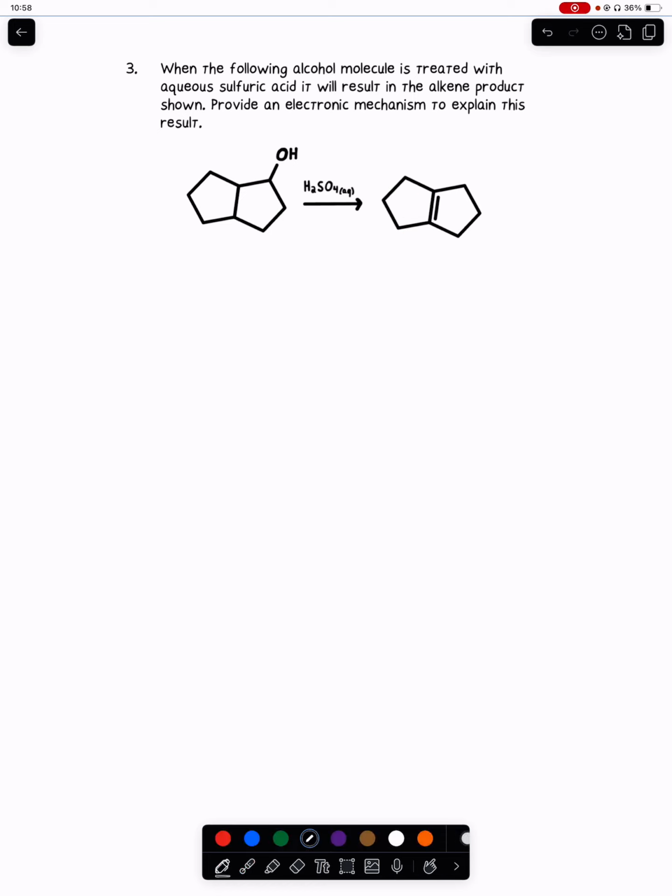All right. So let's go ahead and just draw this structure out. Sorry, it's not as neat. I'm going to keep saying that. All right. So let's think about what's going on here. So we have sulfuric acid in here.